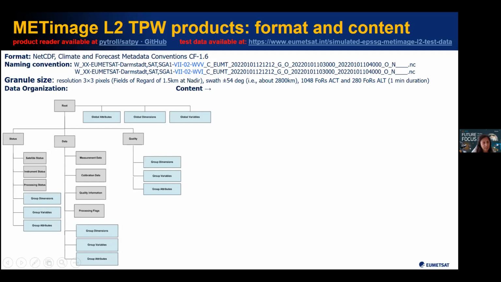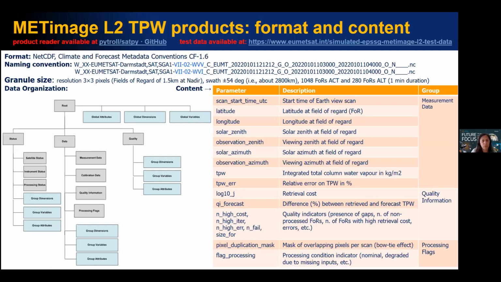The structure of the netCDF is the same we have seen for the EUMETIMAGE cloud mask, so with the 3 main groups. And in this specific case, the data and quality group, which contains the specific parameters of this water vapor retrieval, has the content which is listed in this table.